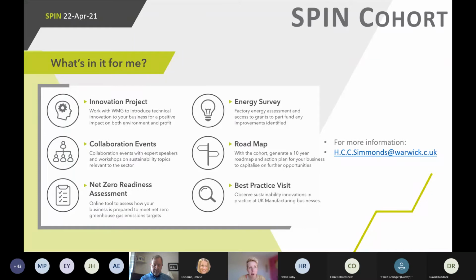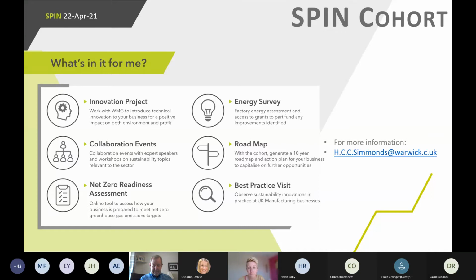Also, each member of the cohort is invited to complete a net zero readiness assessment. This is an online questionnaire around all areas of sustainability. It's written quite like a roadmap. So you select where you are, levels 1, 2, 3, 4, but you can also see what level 3 is if you're at level 2, so what you might want to do to get there. And the idea with this assessment is if a business can be at level 4 across all the areas, they're going to be pretty close to net zero.